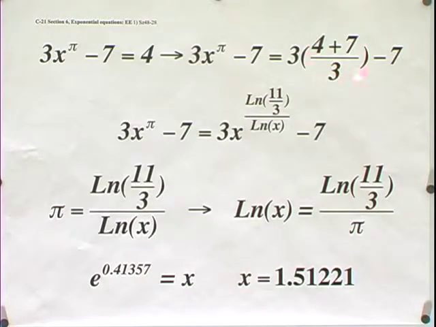So how does this base come out? 11 over 3. Whereas this base is x. I want to change this base, 11 over 3, to a new base, x. And I can do that using the change of base formula in logarithms. And it goes like this.